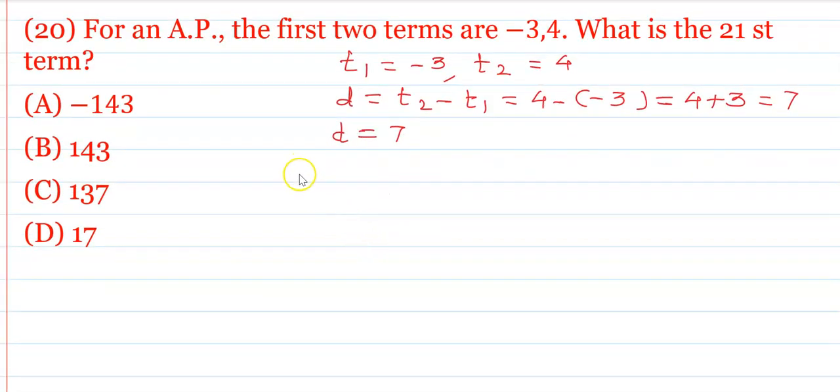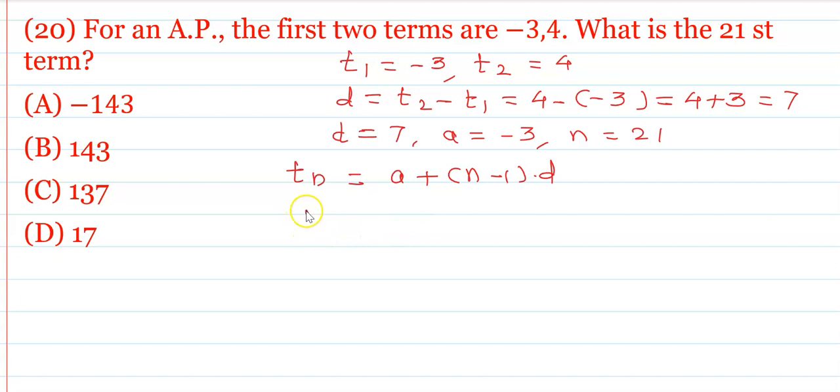21st term means what? आपल्याला तो Tn चा फॉर्म्युला या ठिकाणी माहिती पाहिजे. Tn is equal to A plus n minus 1 into D. Substitute the value. या ठिकाणी आपल्याला A माहिती आहे. A means what? The first term. A is equal to minus 3. N is equal to 21. Substitute the value. T21 is equal to.